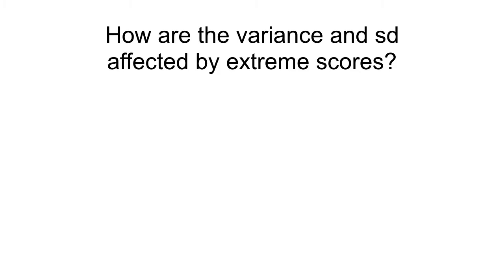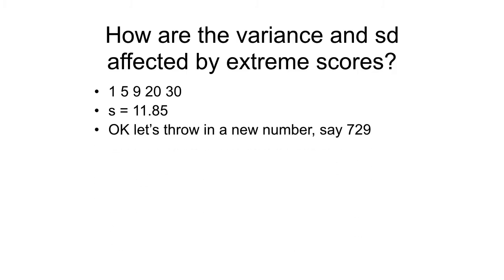How are the variance and the standard deviation affected by extreme scores? Ever since Harold and Kumar, I say that whenever I say the word extreme. Okay, 15, 9, 20, 30 has a standard deviation of 11.85. We've calculated that before, right? Okay, let's throw in a new number, and let's make it a big stupid number. Also, 729.